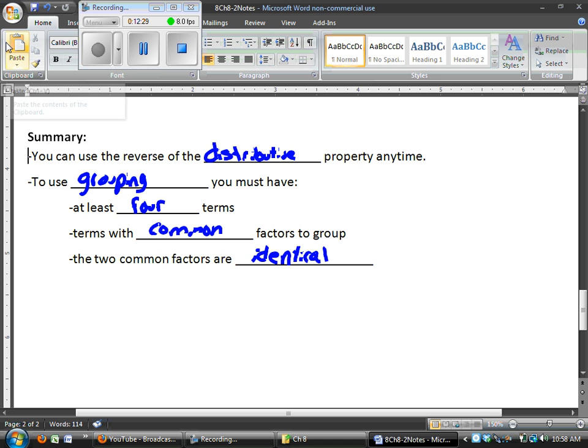And I know that sounds really big, but a quadratic trinomial is not all that big at all.